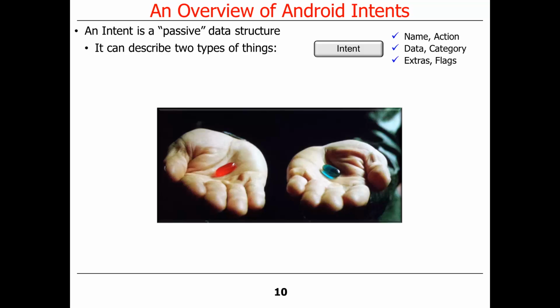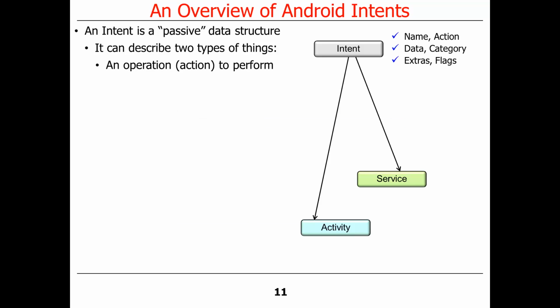There are 2 different types of things that an intent can describe. An intent can describe an action or an operation that somebody wants performed, like view this link, for example, or pick this contact, or download this file, right? Those are examples of actions that you want to have somebody perform. That's one set of things you can do with an intent.